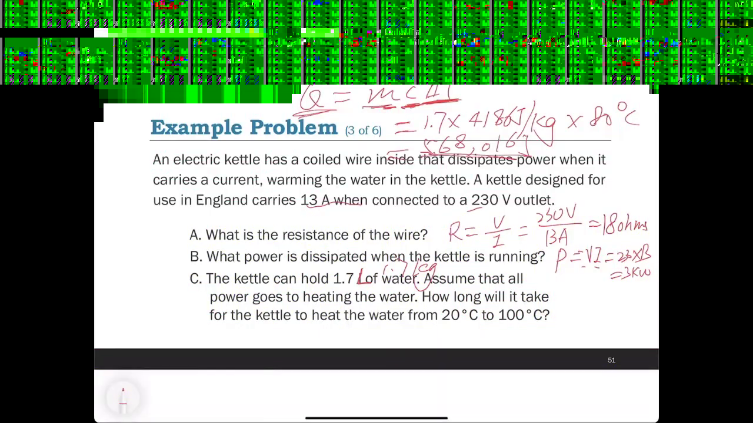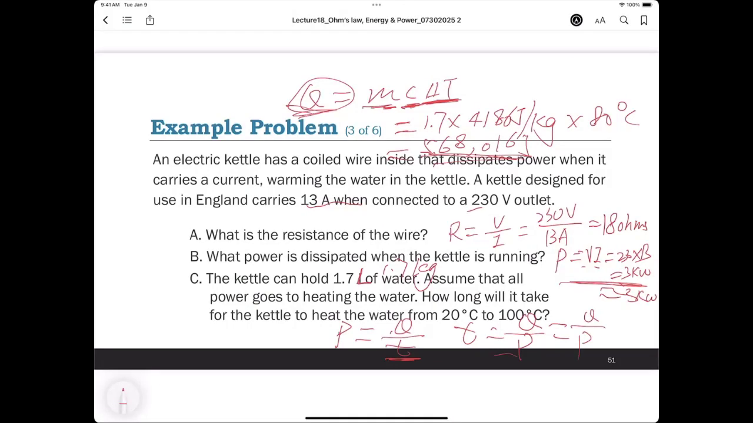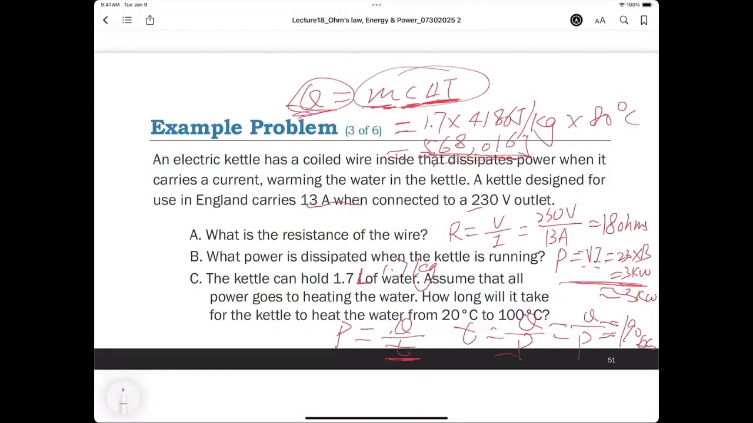And then we know the power equals Q divided by T. This is time, so T equals Q divided by power, and this is Q, and the power here is around 3 kW. So T is Q divided by P, around 119 seconds. Actually, this equation you can find in chapter 12. And this is the T.